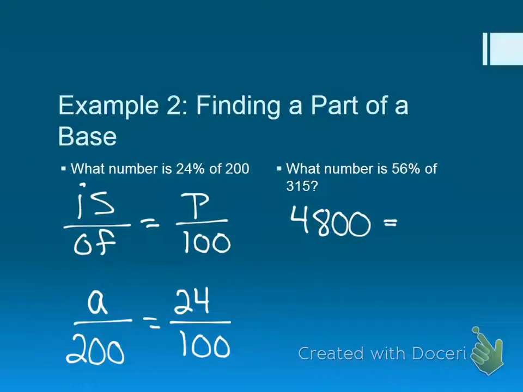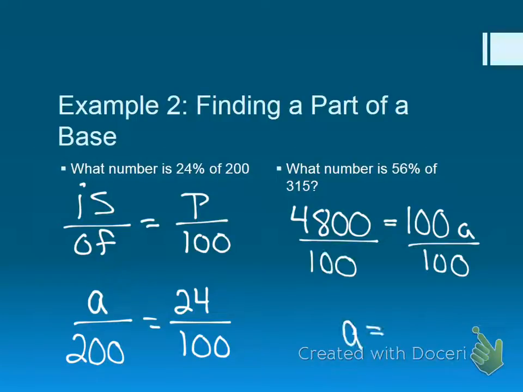4,800 equals 100A. And by the way, every time you solve for A, it will be 100A because 100's always in the denominator. Okay, so 100A, divide both sides by 100, and A is 48.